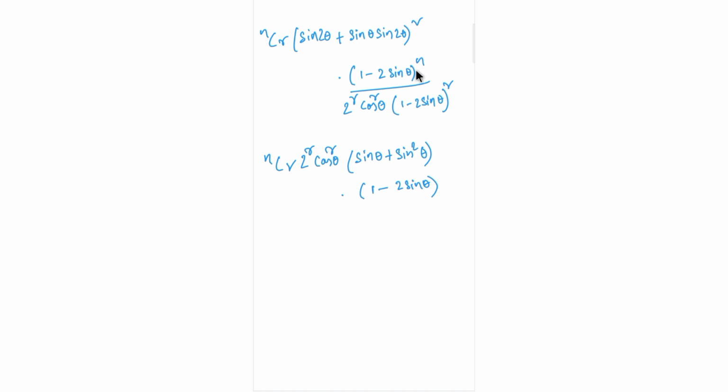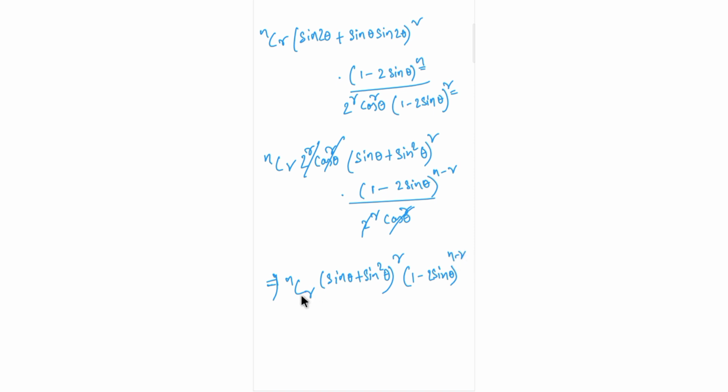We can see that here we have n and here we have r, so I can bring this term to the numerator. I get n minus r divided by 2 power r into cos theta whole power r. So these both terms get cancelled. What I'll be left with is nCr into (sine theta plus sine square theta) whole power r into (1 minus 2 sine theta) whole power n minus r. So as told, we have got into the forms with r power and one with n minus r.